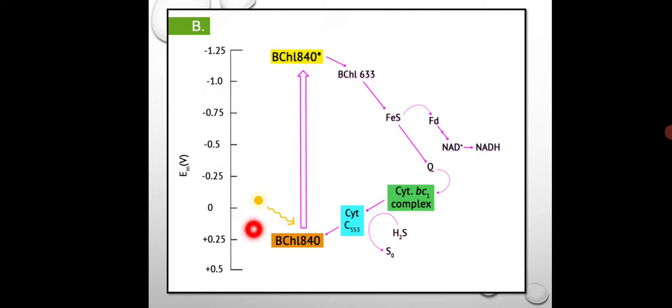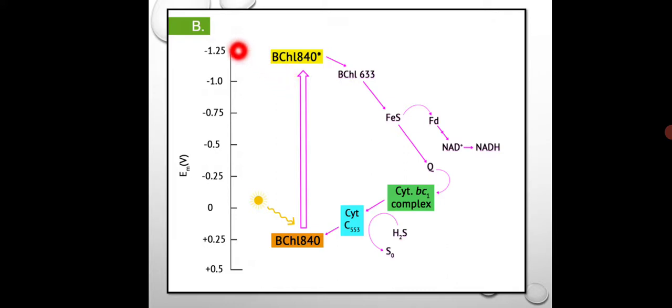Okay, so the first step is common. Light is harvested by the antenna pigment. This antenna pigment captures the light and transports it to the reaction center. Your reaction center is P840, or bacteriochlorophyll 840. As light enters the reaction center, from the ground state it becomes excited, it reaches the excited state. So light falls on P840, it excites P840, and after excitation what happens? It is rich in electrons.